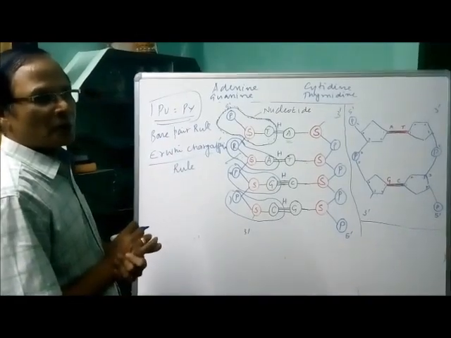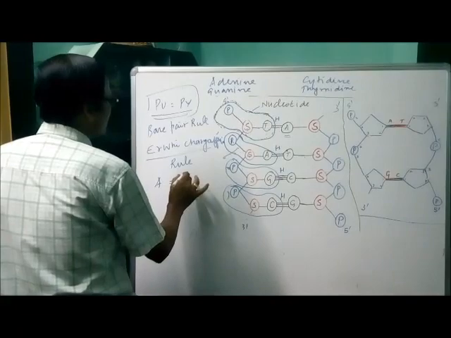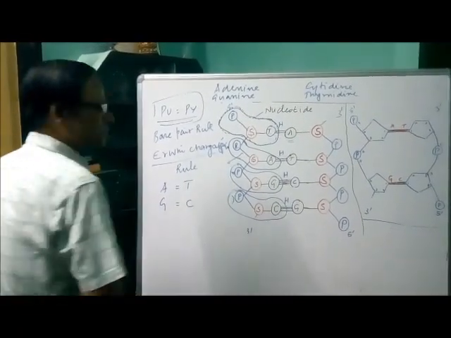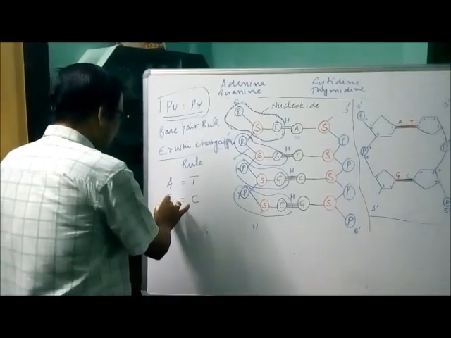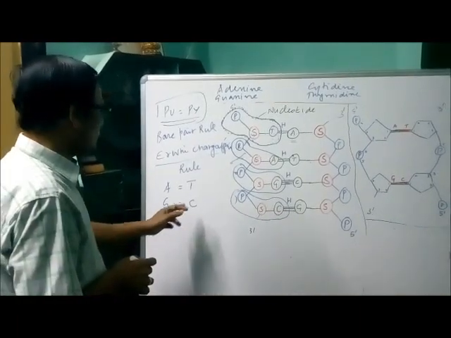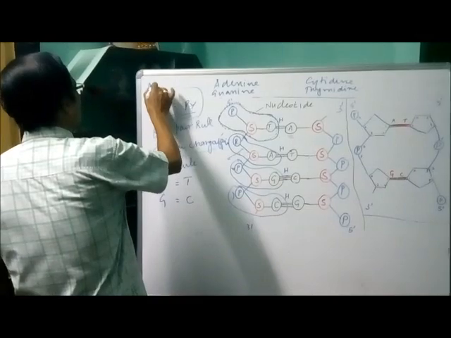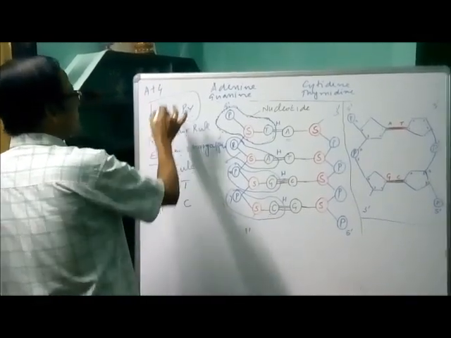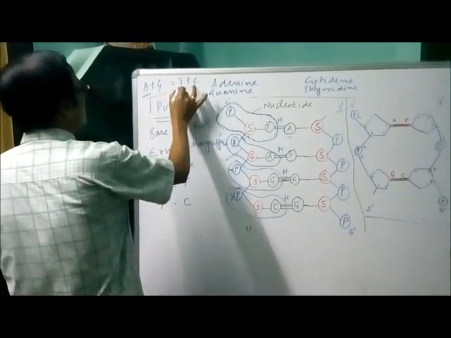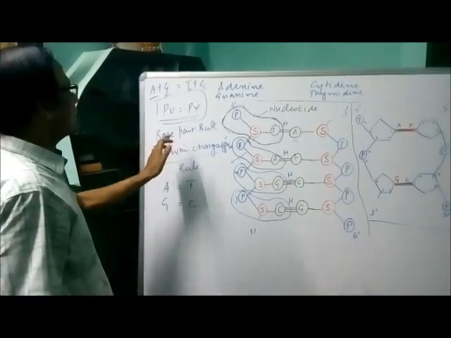pyrimidine. The number of A is always equal to the number of T. The number of G is always equal to the number of C. That means these two are the purines, these two are the pyrimidines. A is always equal to T, G is always equal to C. For example, A plus G, these two purines, equal to T plus C. And this is called the base pair rule.